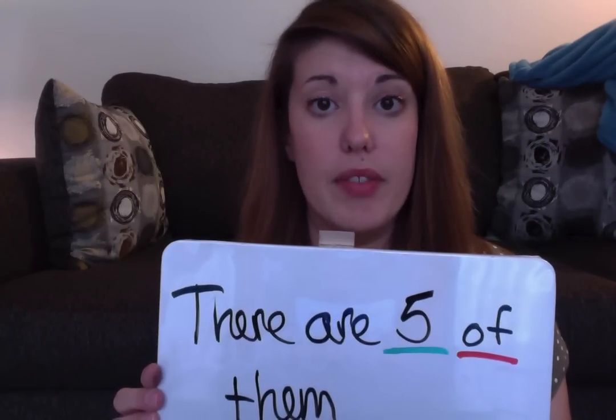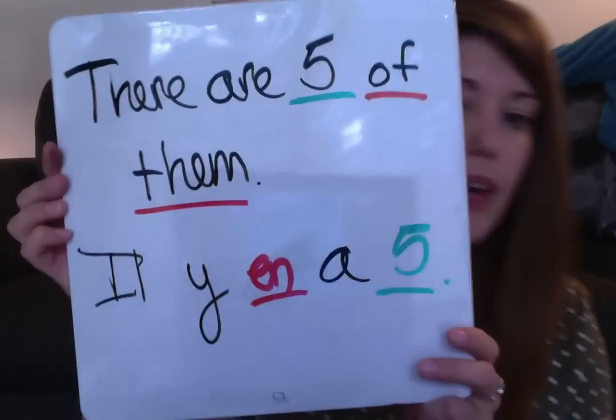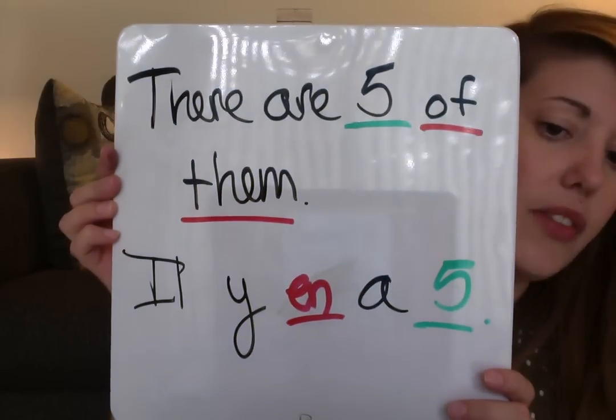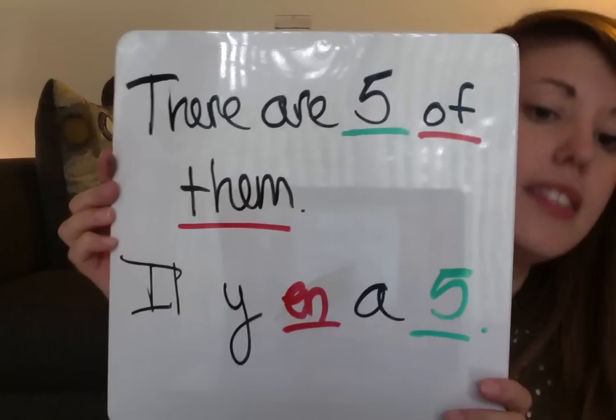So there are 5 of them, we say in English. In French, il y en, that's the of them, il y en a 5, and that's the number. If you want to say how many students, il y en a 30. There are 30 of them. Just a little bit different from English. Same concept, slightly different word order.